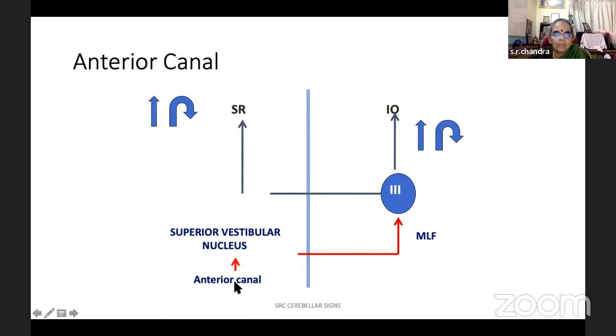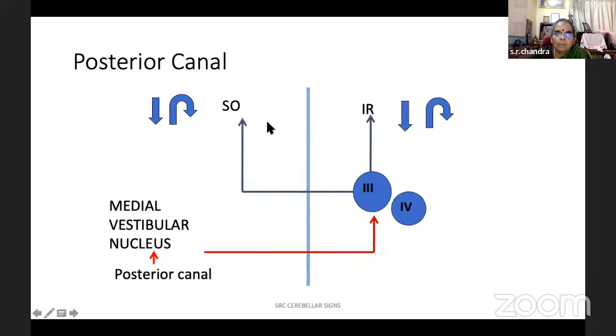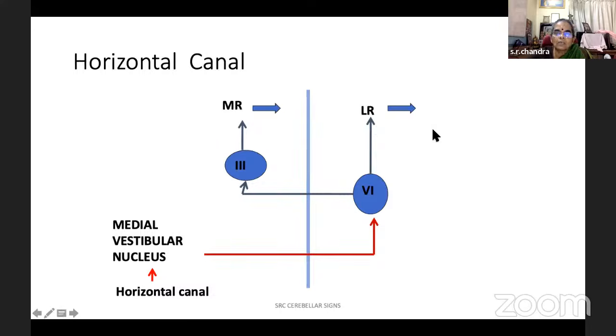You can see the anterior canal, superior vestibular nucleus, ipsilateral superior rectus. Superior rectus is an elevator. And contralateral inferior oblique; inferior oblique is an elevator. Superior muscles are intorters, inferior muscles are extorters. So this is the connection of the anterior semicircular canal. Posterior semicircular canal: ipsilateral superior oblique, contralateral inferior rectus. Then the horizontal canal: contralateral lateral rectus, ipsilateral medial rectus.